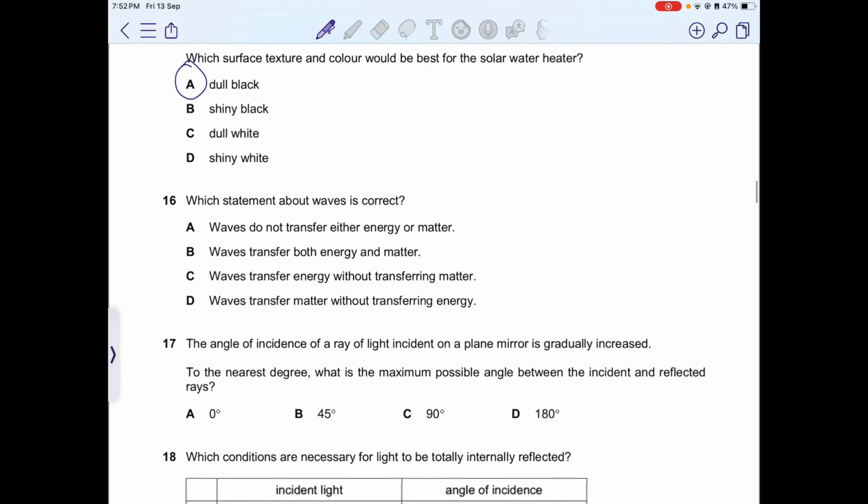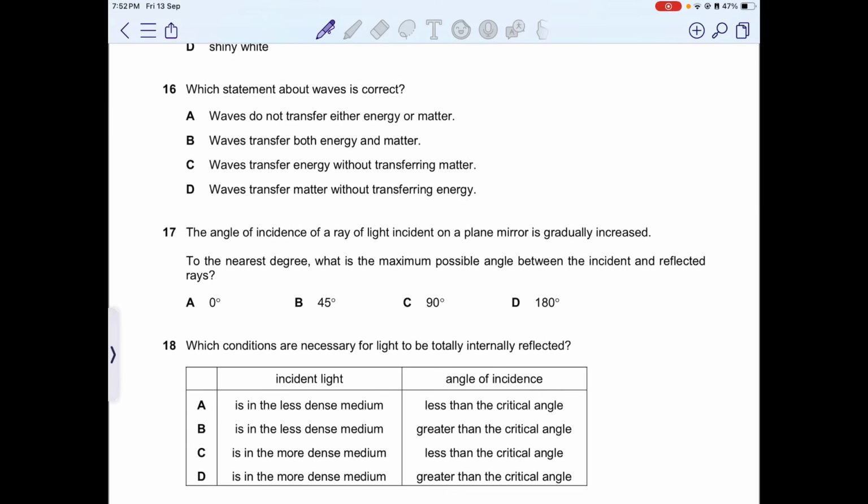Moving on, question number 16. It says, which statement about waves is correct? Waves do not transfer either energy or matter. No, they do transfer energy. Waves transfer both energy and matter. No, they transfer energy without transferring matter. Waves transfer energy without transferring matter. So this would be correct. Waves don't transfer matter, they transfer energy. So the option would be 16C.